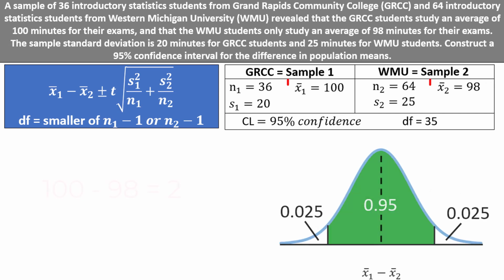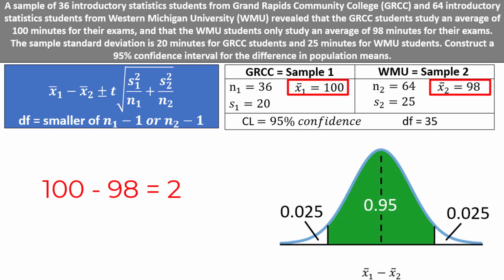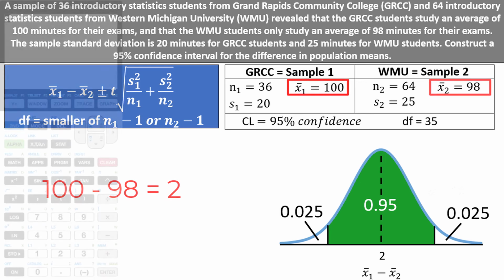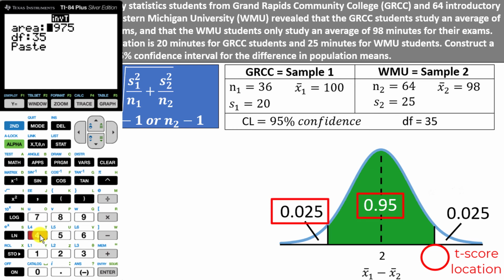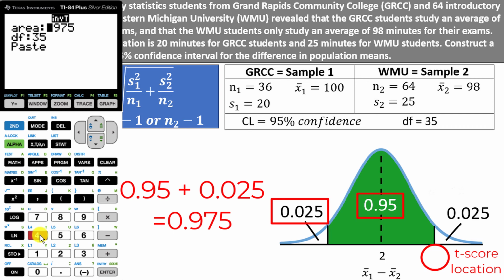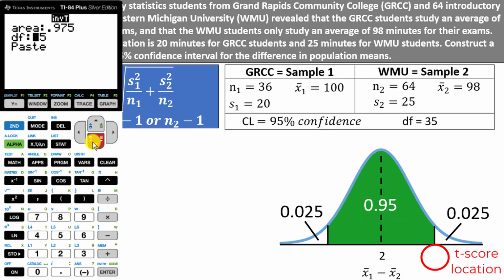The graph looks like this, with x bar 1 minus x bar 2 equals 100 minus 98, or 2, in the middle. Using a TI-84 calculator, we can find the appropriate t-score by using the inverse t function. Select second, distribution, option 4 for inverse t. The area is 0.975 since we need the area to the left, which is 0.95 plus 0.025, which equals 0.975. The degrees of freedom are 35. Go down and paste. Match this output on an older calculator like a TI-83: 0.975, 35. Then press enter.